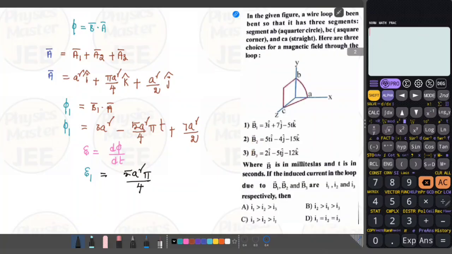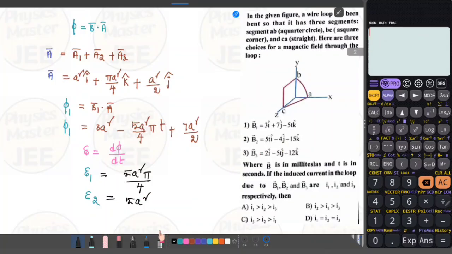In the cases b2 as well as b3, what is epsilon 2 and what is epsilon 3? I can write this epsilon 2 similarly, but I am not doing the whole calculation. Here we have 5t î, so we will get 5a² as the EMF here, and the EMF here is also 5a².